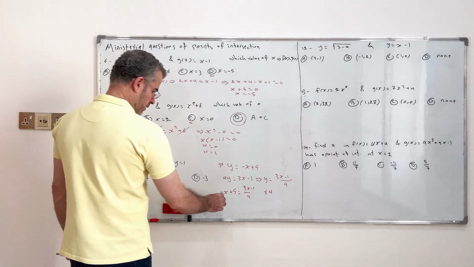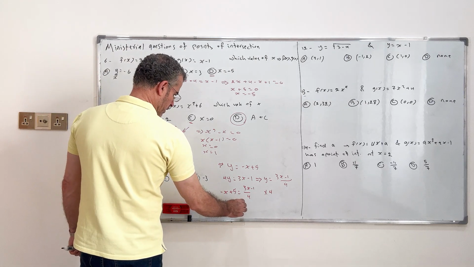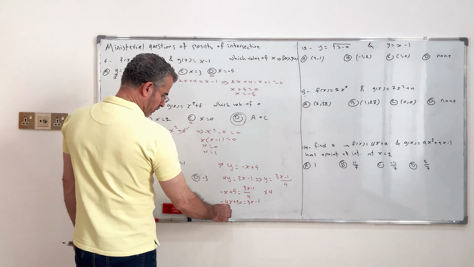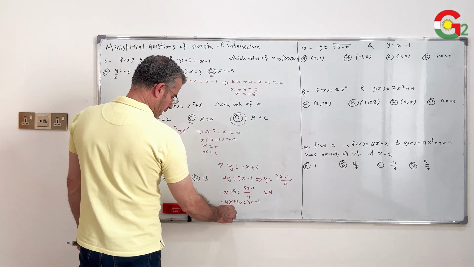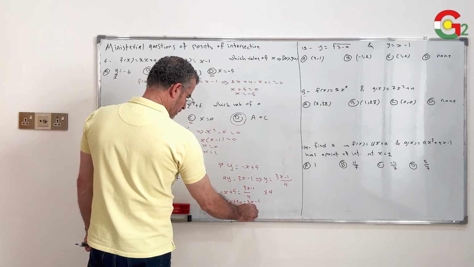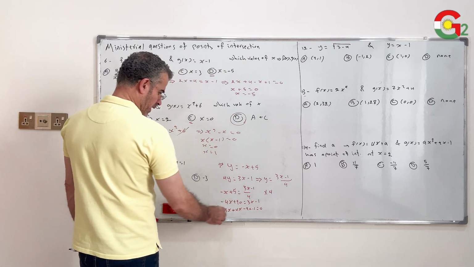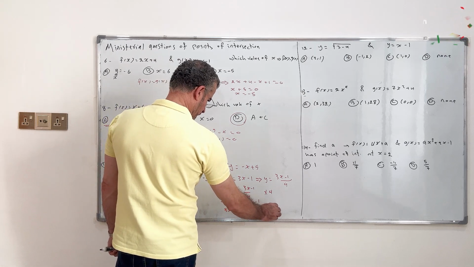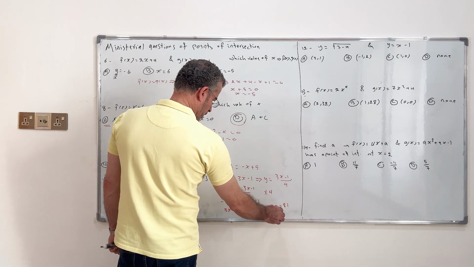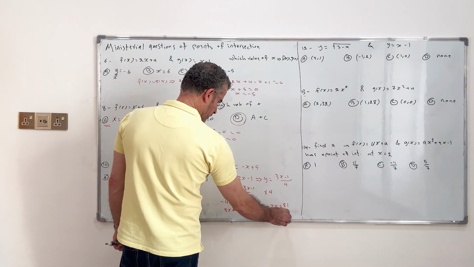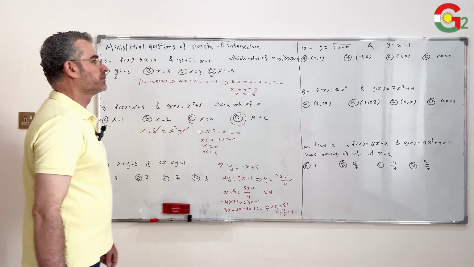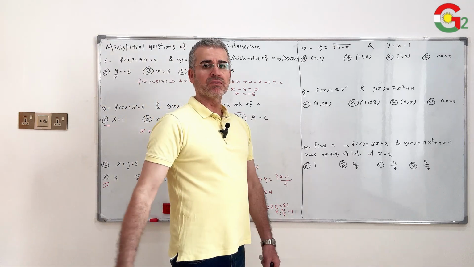Multiply by 4 both sides: minus 4x plus 20 equal to 3x minus 1. Set all terms on one side: 3x plus 4x minus 20 minus 1 equal to 0. 3x plus 4x, 7x minus 21. Take it to the other side, it will be 21. x equals 21 over 7 equal to 3. Choice A.